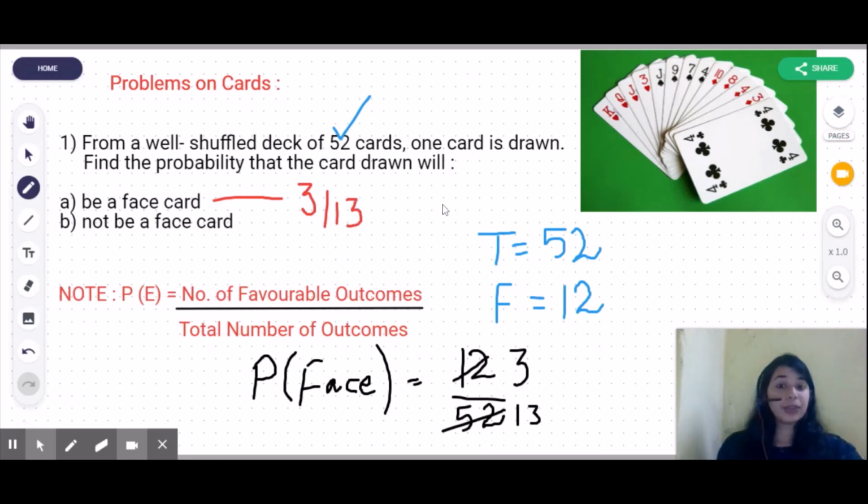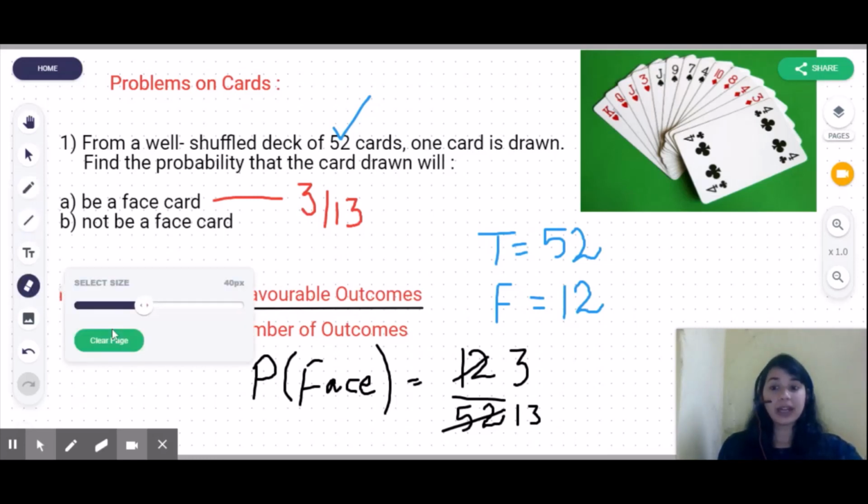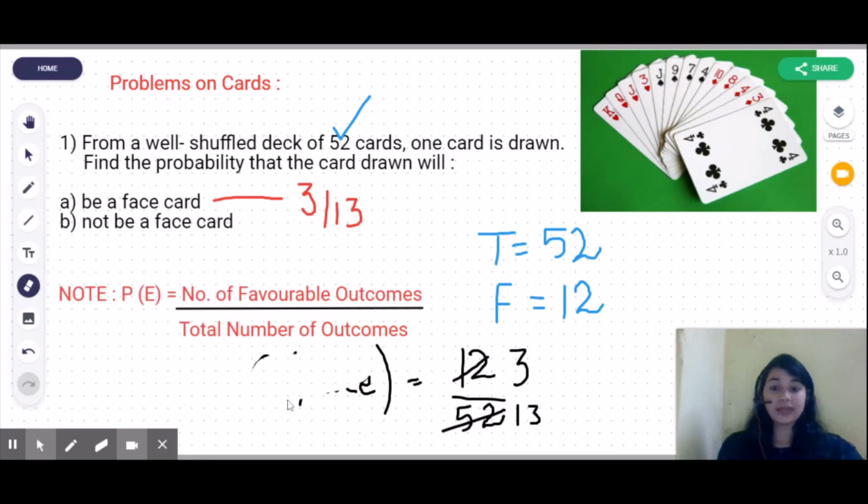So the two things that you have to remember while writing the final answer is, first thing, it should be in the reduced form. And second thing, the probability of any event cannot be greater than 1 and it cannot be less than 0 also. It should lie somewhere between 0 and 1. Right? So this is the answer for the first part. Let me erase this working so that we can concentrate on the second part now.